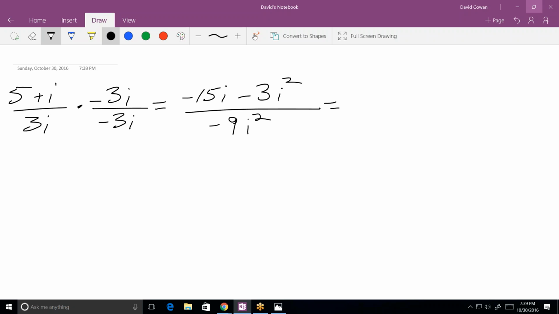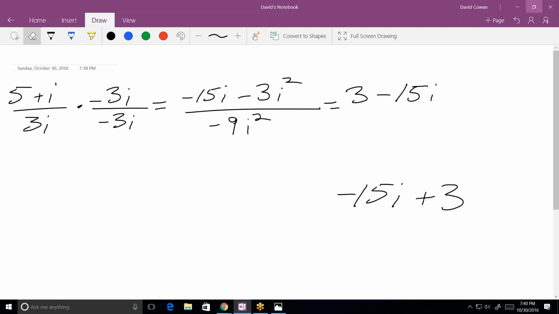Starting with the top, it would be 3, or minus 15i plus 3, or 3 minus 15i. I prefer writing it like this, merely because it's closer to the a plus bi format. I always put the reals on the left and the i's on the right. It would still be correct if you wrote it the other way, it wouldn't be wrong. But if at some point you have to put it into a plus bi format, you might as well be halfway there, you know?